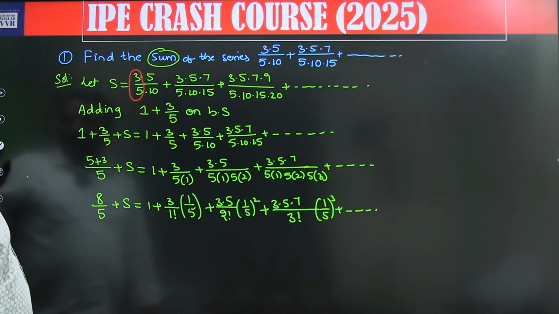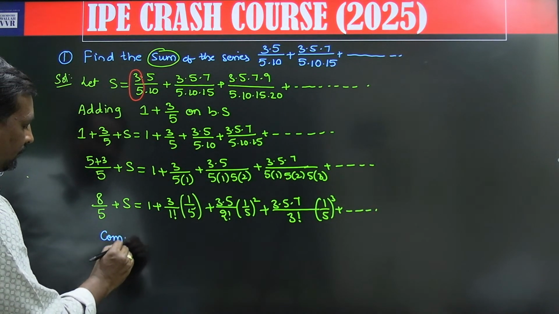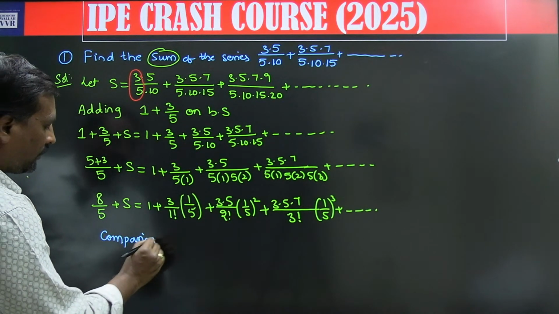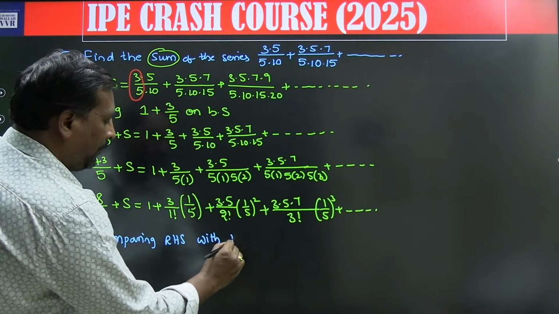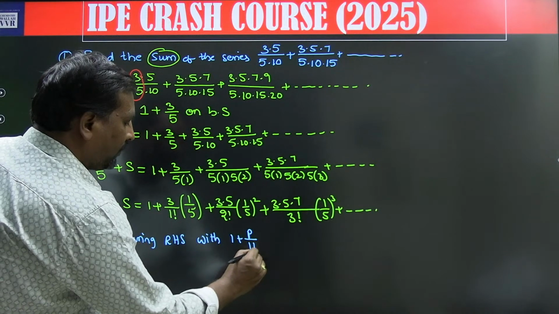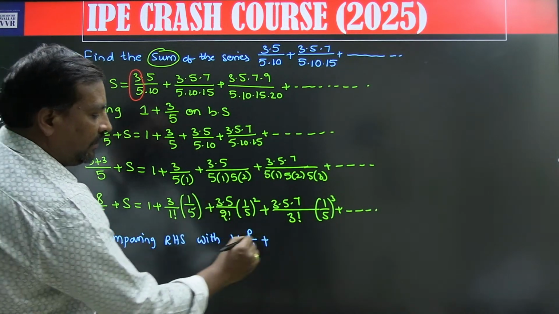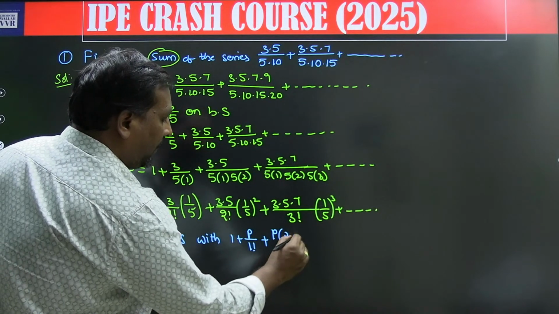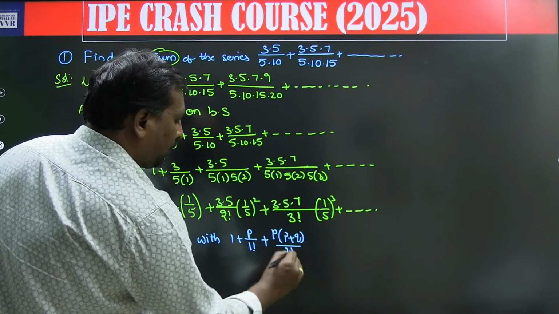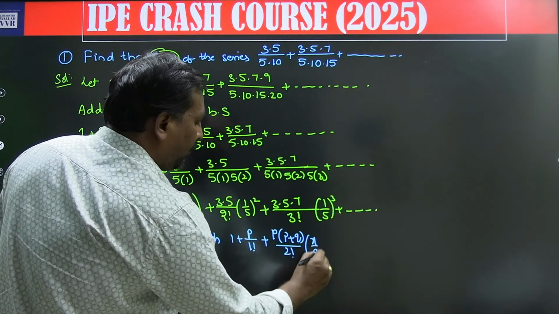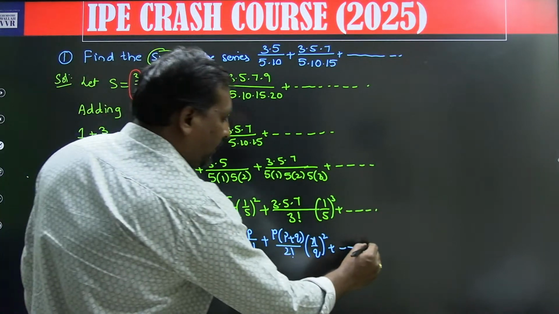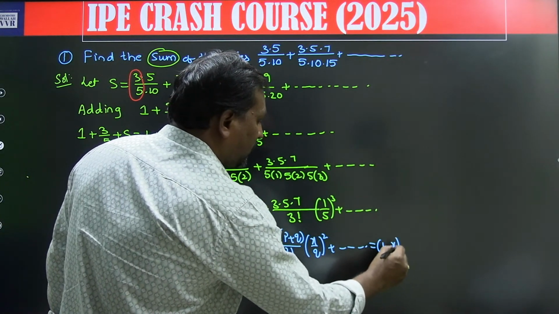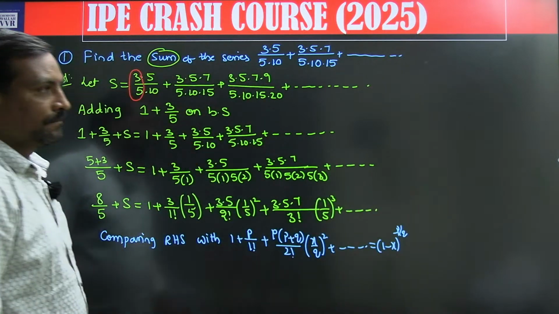So comparing the RHS with 1 plus p by 1 factorial. Here the expansion is addition. So we have to use this formula: 1 plus p by 1 factorial into x by q, plus p into p plus q by 2 factorial into (x by q) whole square plus and so on. This value equals (1 minus x) whole to the power of minus p by q.